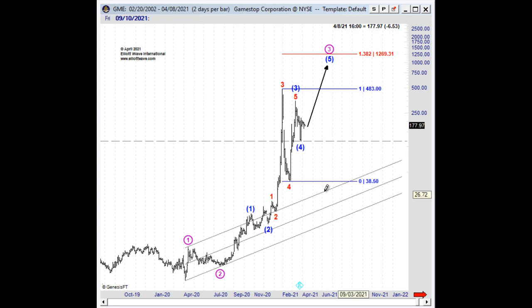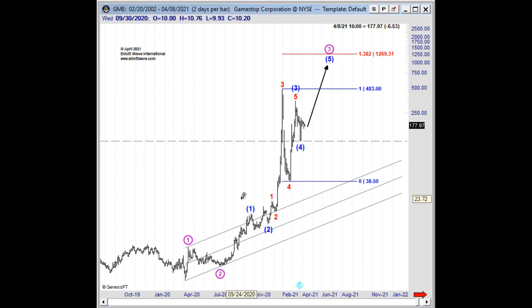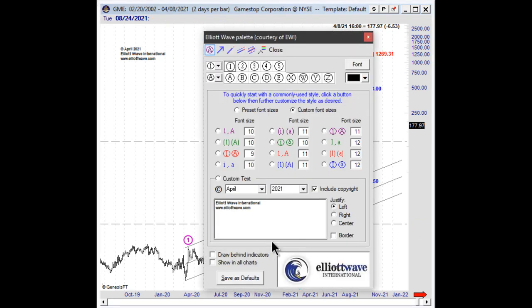Also, let's step back and take a look at this running flat correction. Now, we call it a running flat because wave B of the pattern exceeds the wave A origin point, and then wave C of the pattern, that would be right here, is unable to terminate beyond the wave A extreme. So your wave C ended here. Well, in fact, I'm not in a rush. Let me just go ahead and label this for you.